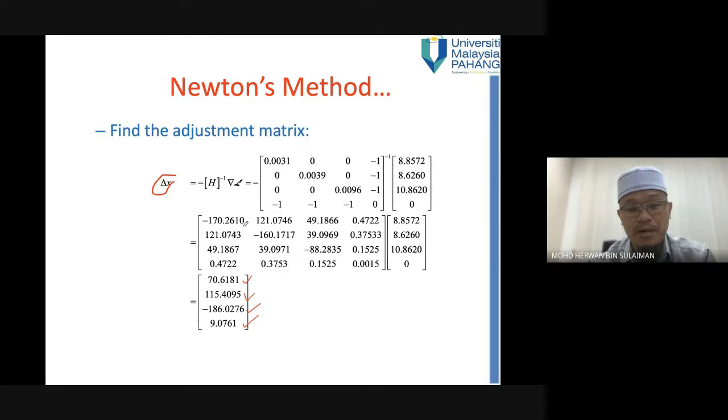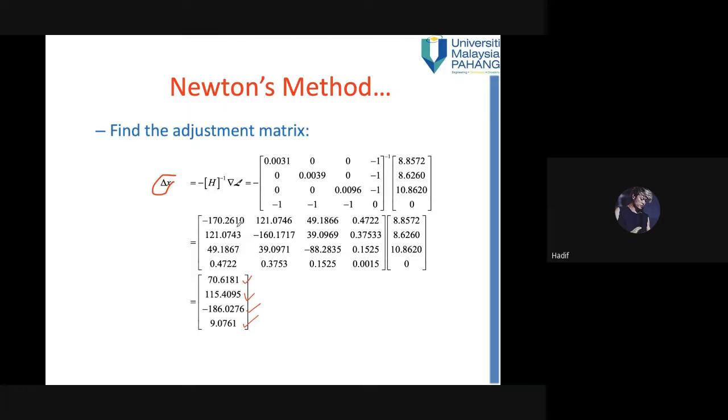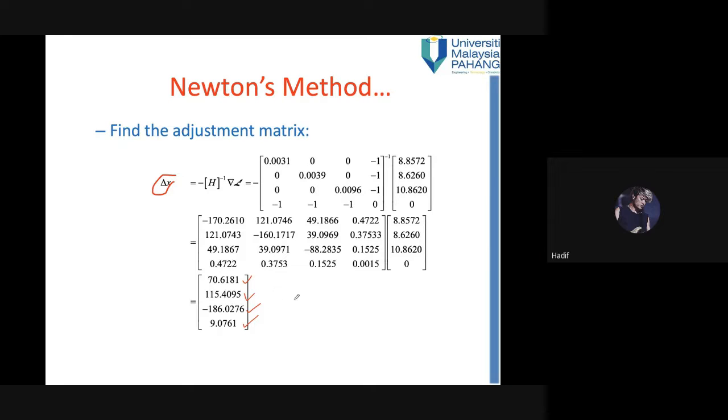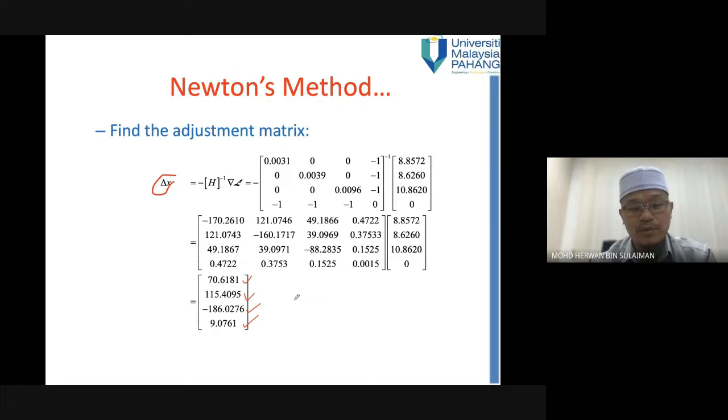Contoh, 70.6181 ni, dia jadi 70.6167. Tak apa. Boleh je kan? Boleh. Okay. So dapat value ni.